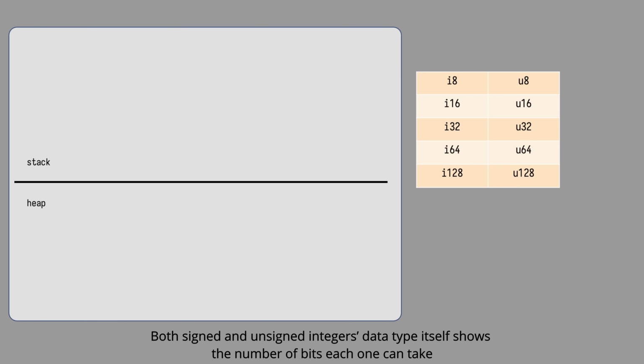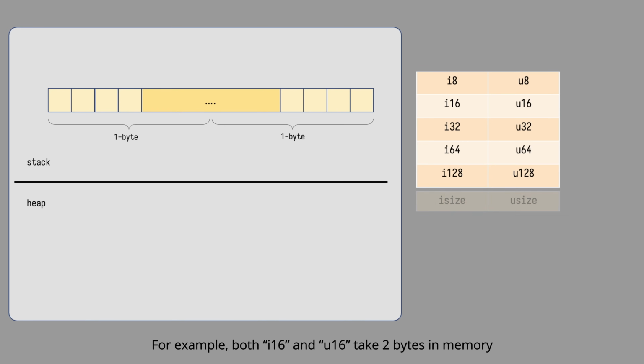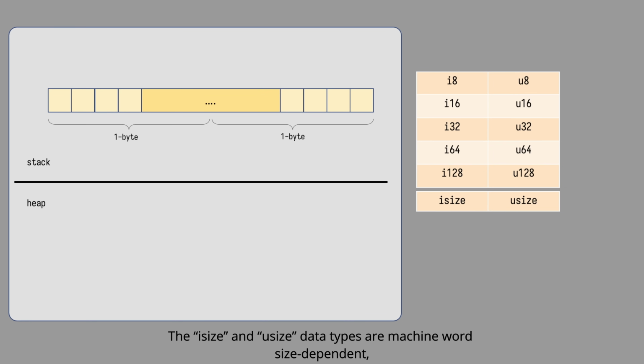Both signed and unsigned integer data types show the number of bits each one can hold. For example, both i16 and u16 take 2 bytes in memory. They are allocated completely on the function stack frame. The isize and usize data types are machine word size dependent. On 32-bit systems, they use 32 bits or 4 bytes, and on 64-bit systems, they use 8 bytes.